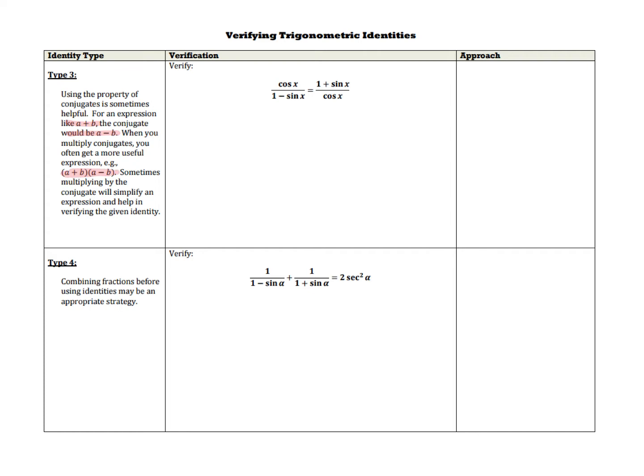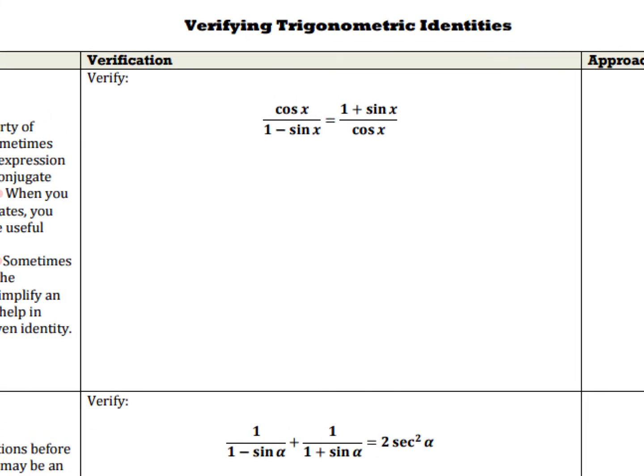So I'm looking at this particular verification. They look very similar, so choosing a more difficult side may be tough. I'm going to say that this left-hand side is the more difficult side because I have two terms in my denominator versus one term. And we're going to use this idea of the conjugate to help us simplify. So I'm going to multiply the top and the bottom by 1 plus sine.